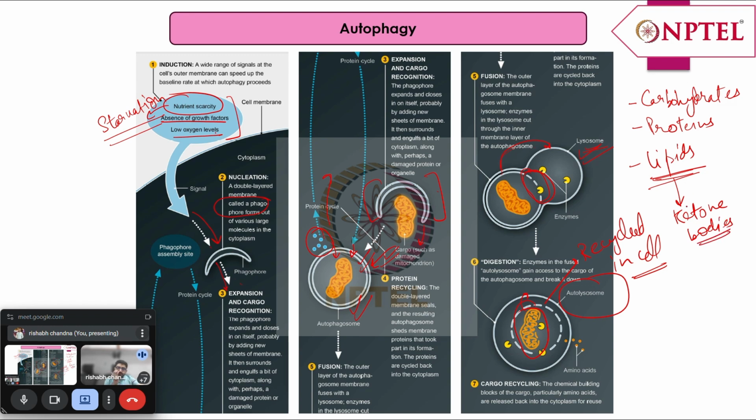Okay, so these ketone bodies are basically accumulations. They are not degraded inside our body. So once these ketone bodies are accumulated, it's a bad sign for the body, because the starvation has reached the extent that the lipid molecules have also started degrading inside the body.